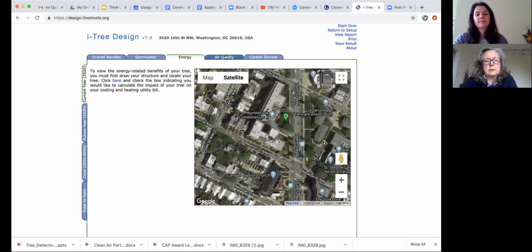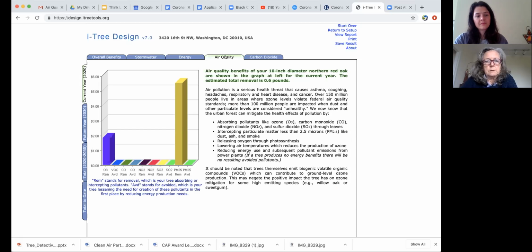So next thing we're going to do is go over to air quality. So again, air quality current year. This is a different type of graph. This is called a bar graph. And again, you look at both the horizontal axis, which are all the different types of pollutants that we've talked about in past investigations. And then we also have here the amount of money saved, right?